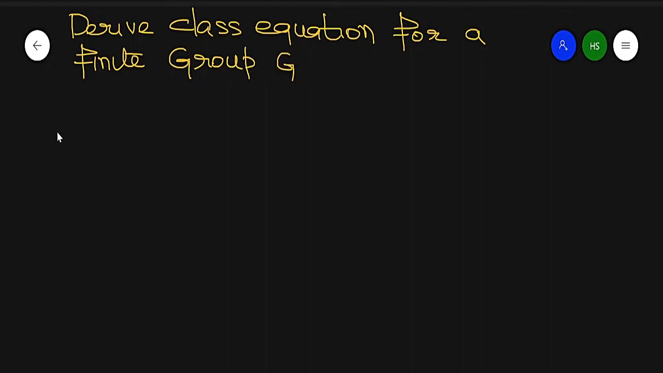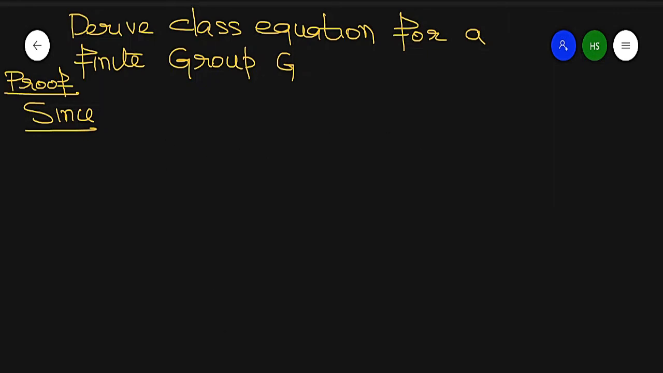Now we already proved that, since we know that, so this is a proof of our class equation. So this is very important. This is expected for the examination. So derive the class equation. This is very important, the main part of our group theory.